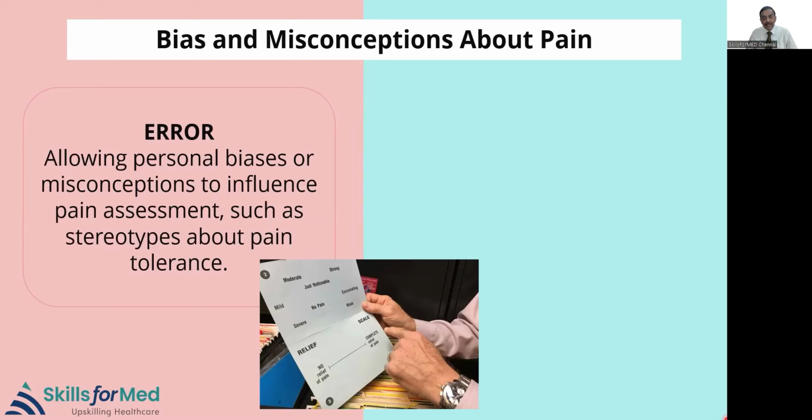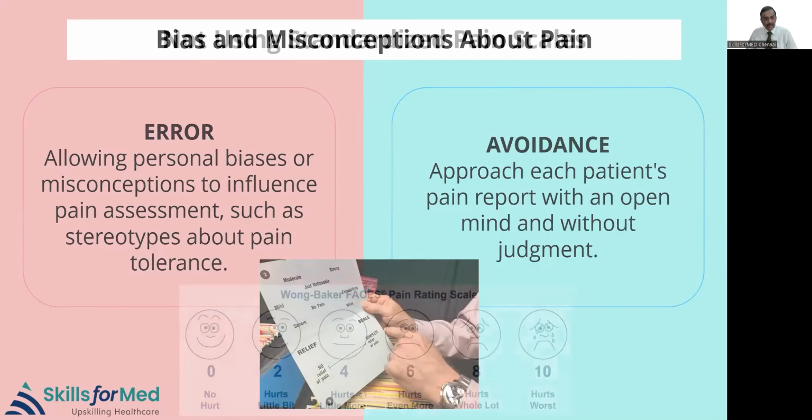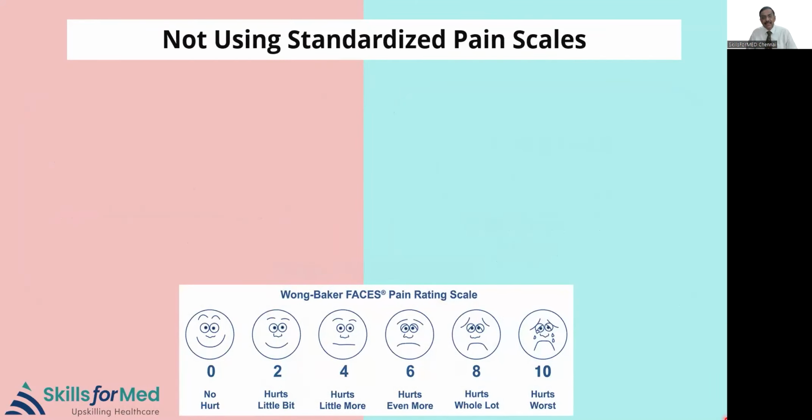In fact, several studies have shown, especially with abdomen pain, because I deal with it day in and day out, giving analgesia actually increases the accuracy of diagnosis. So such personal biases should not be there. You approach the patient with an open mind, without judgment, not just saying mild pain, moderate pain, severe. What is mild for you may be moderate for me and severe for another.